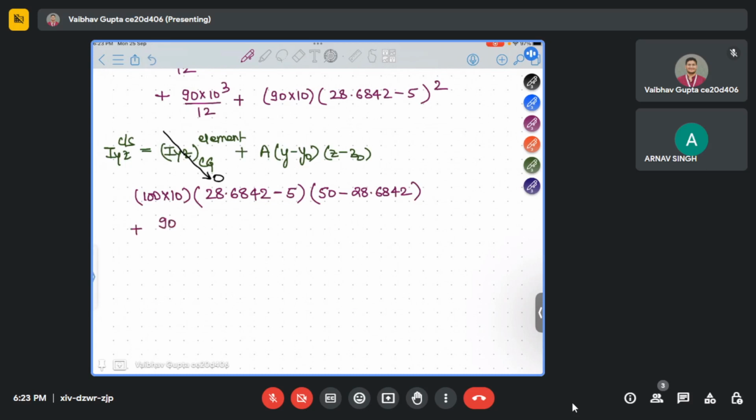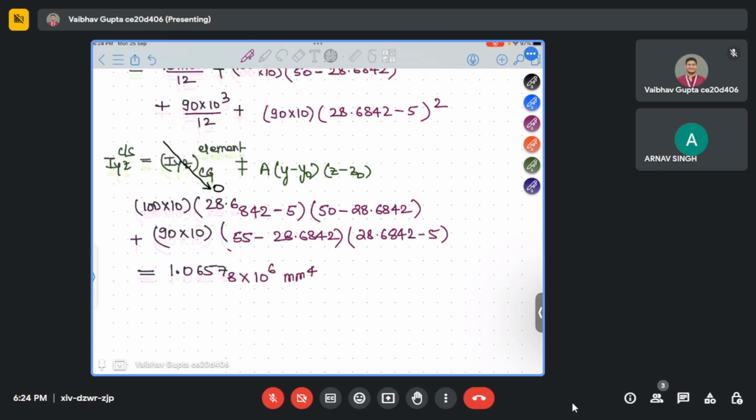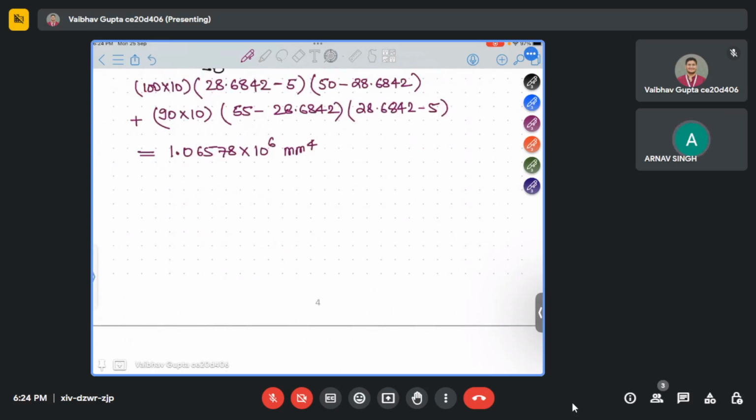Plus for the second element, same thing. 90 into 10 is the area. What is the CG? 55 minus 28.6842 in y direction, and this 28.6842 minus 5. After calculating, you will get 1.06578 into 10 to the power 6 mm4. Understood? Yes, sir. So far we got these values. I'll write them in one place.